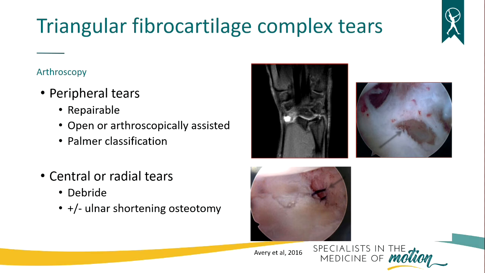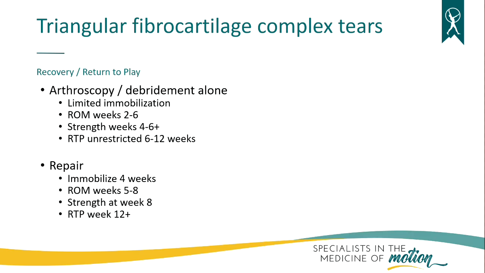The central or the radial tears typically don't have a good enough blood supply. That tissue is wispy and thin, and it really is not going to do well. But fortunately, if you clean up the loose edges of these tears, most of those patients will do pretty well. It's important to understand the ulnar length in these situations because they may be prone to recurrent tears if they're ulnar positive. So you might consider an osteotomy.